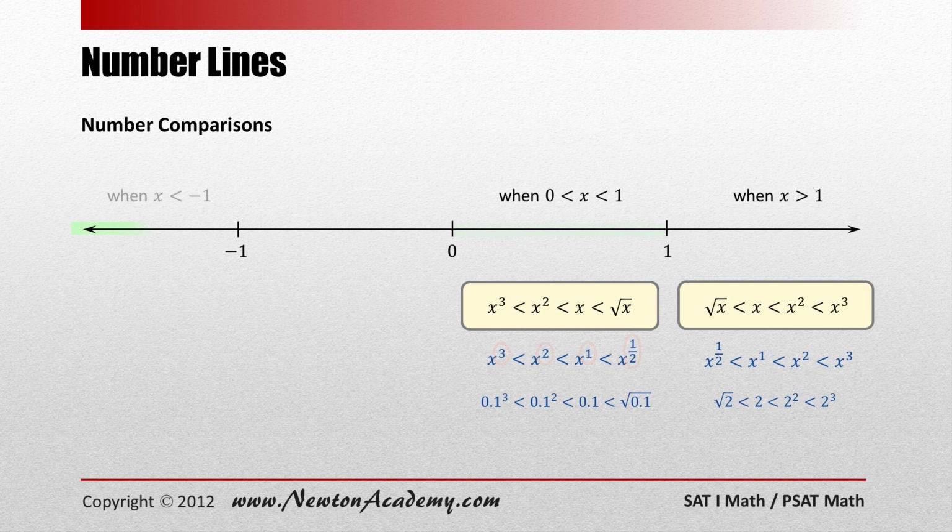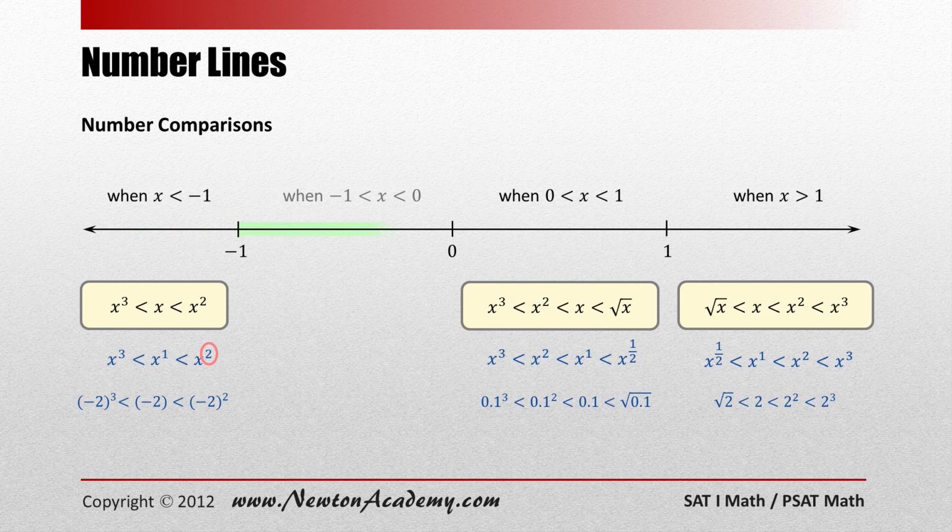Now let's move to the region where x is less than -1. If x is negative, you cannot deal with the square root of x, so only x, x squared, and x cubed are compared. Here, x squared is always positive, but x and x cubed are always negative. So x squared is the largest. If you cube any negative number less than -1, the number becomes smaller. So we have this order, and you can test with x equals -2.